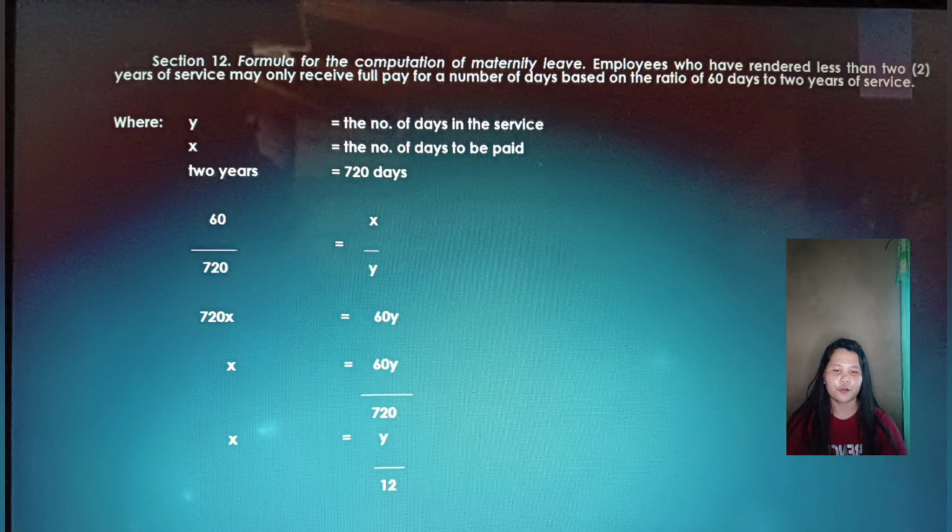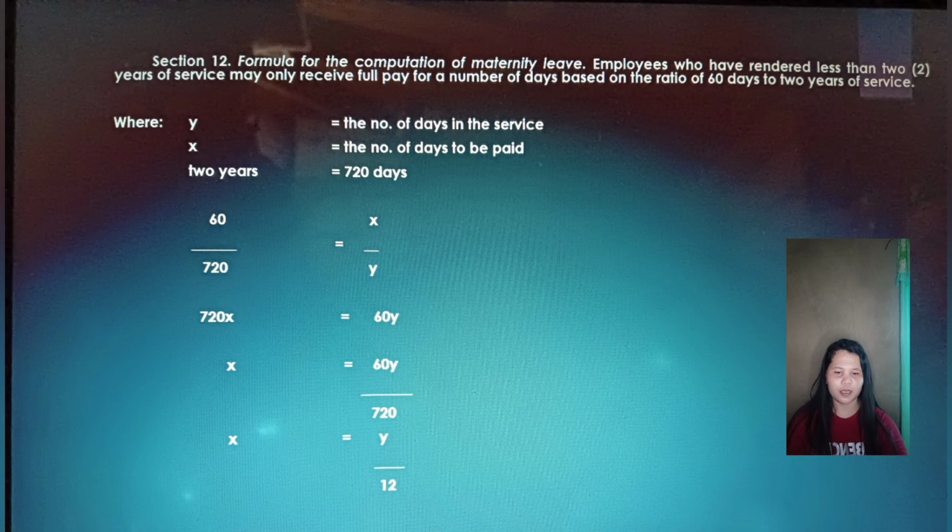Section 12. Formula for the computation of maternity leave. Employees who have rendered less than 2 years of service may only receive full pay for a number of days based on the ratio of 60 days to 2 years of service. Y is equivalent to the number of days in the service, then X is the number of days to be paid. 2 years equals 720 days. So X, the number of days to be paid, corresponds to 60.